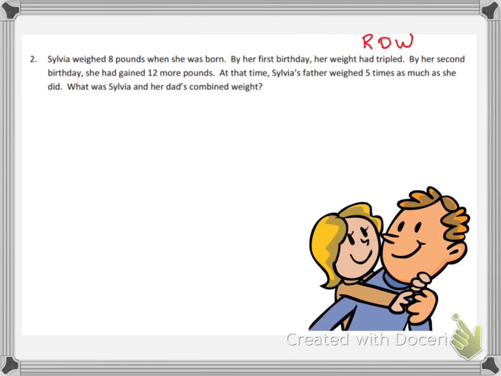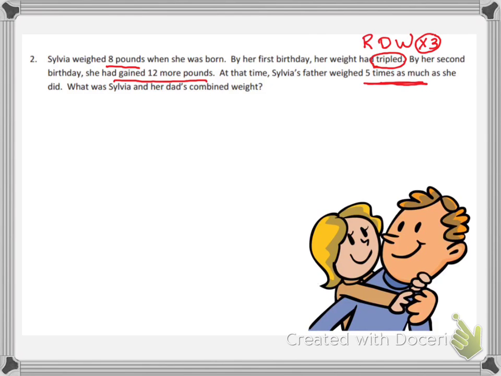Sylvia weighed 8 pounds when she was born. But by her first birthday, her weight had tripled. What does that word tripled mean? Well, we're going to be multiplying by 3. Again, it's like that multiplicative comparison. 3 times as many, 2 times as many. By her second birthday, she gained 12 more pounds. At that time, Sylvia's father weighed 5 times as much.